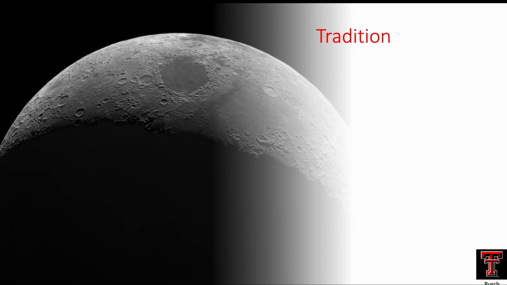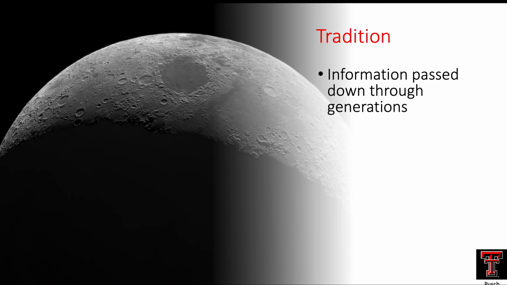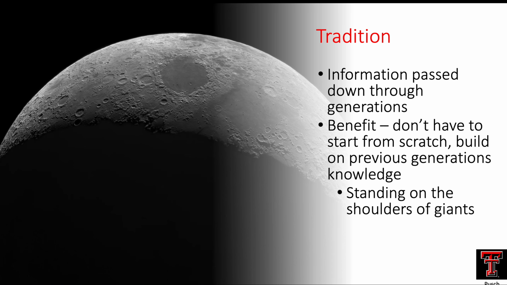Okay, so one way that we know things is through tradition. So information that is passed down through generations. So this is beneficial in some ways. For example, we don't have to start from scratch. So let's again talk about atmospheric science. If we want to learn about the weather, we don't have to start from the very beginning and do our own experiments to understand the weather. We can use what other people have found out and build upon that. We can build on previous generations of knowledge.